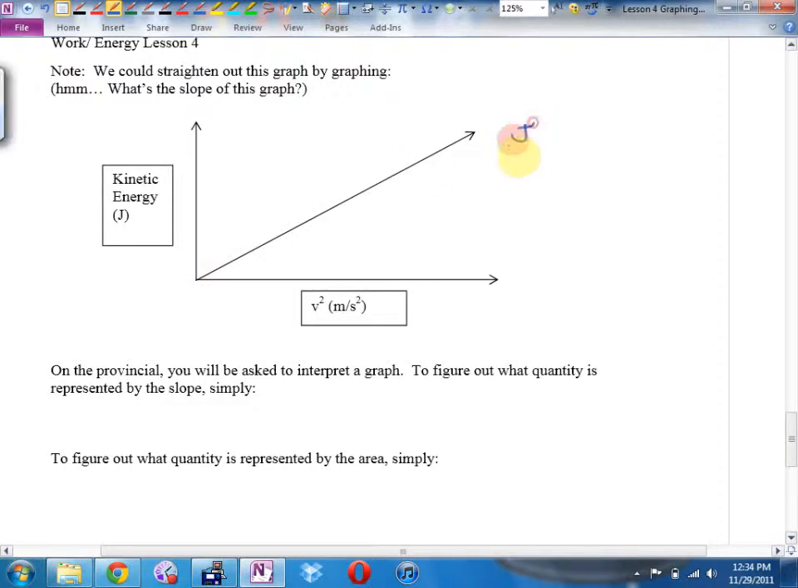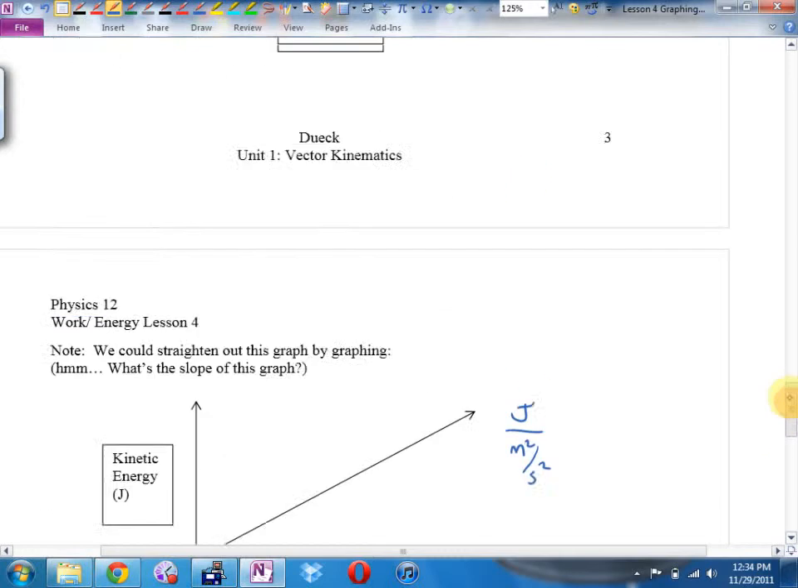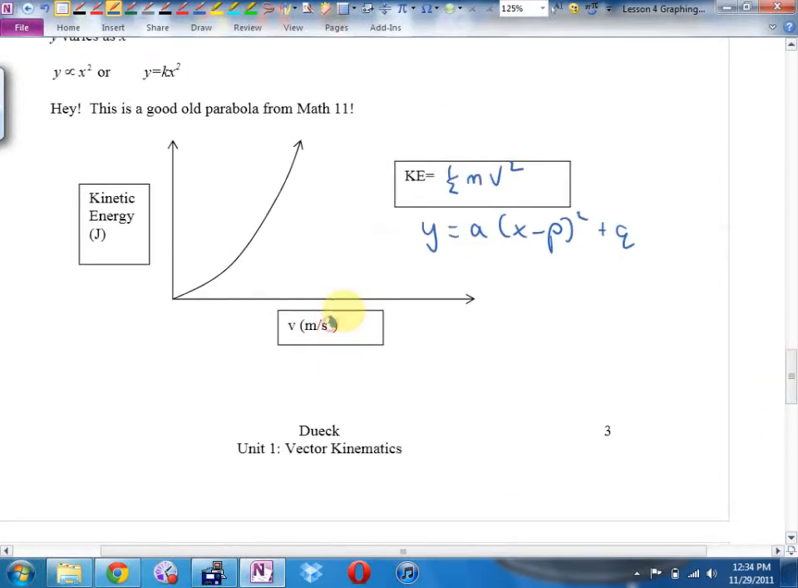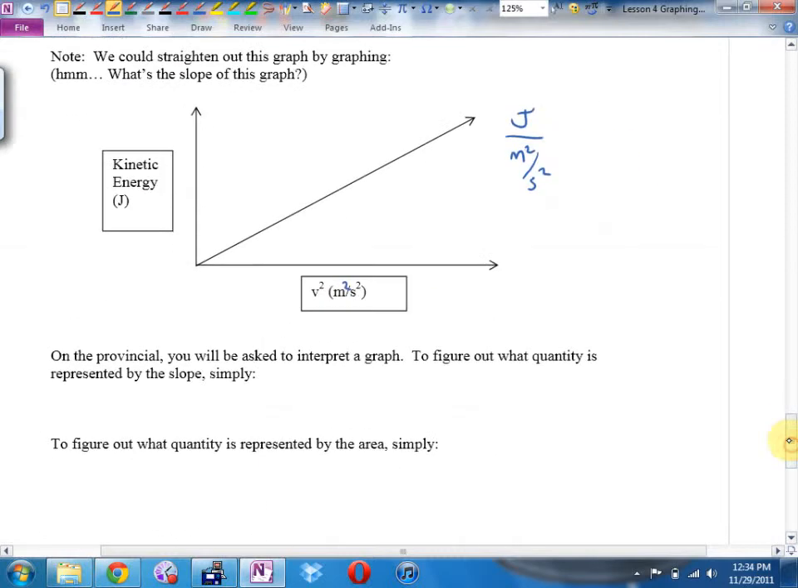Back to my point, do you guys know what joules over meters squared per second squared is? I don't off the top of my head. So instead of trying to divide the units, I'm going to try dividing the variables. This is kinetic energy divided by v squared. Do I have an equation that has kinetic energy and v squared in it? I do. Which equation has kinetic energy and v squared in it? Let's write that down. KE equals a half m v squared.